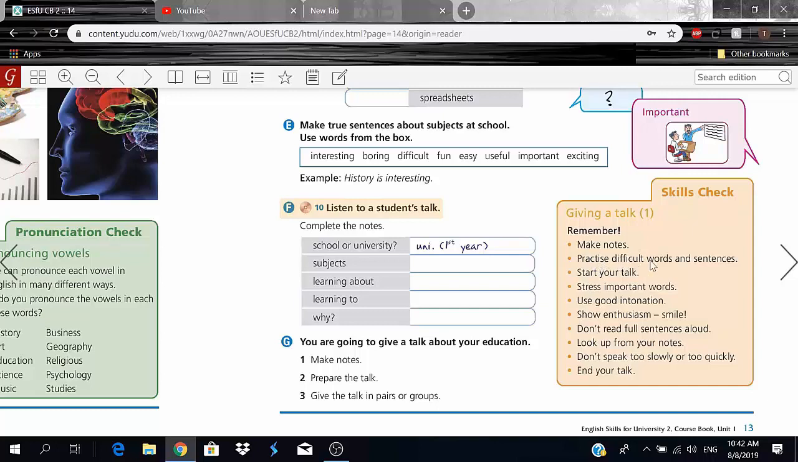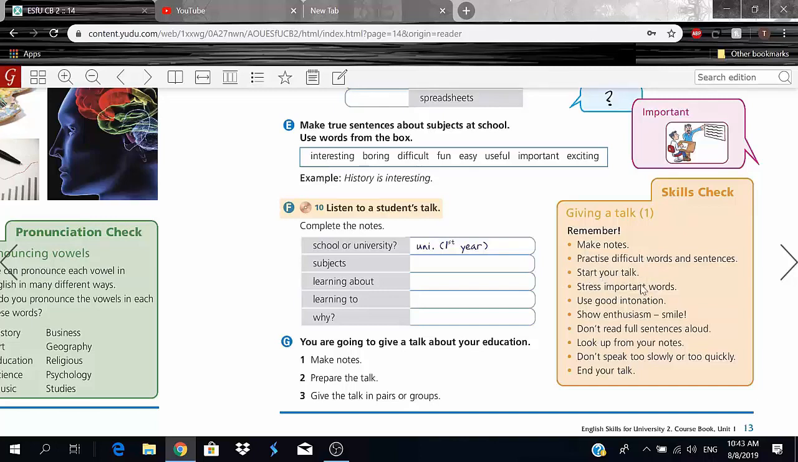Practice difficult words or sentences, okay? There are always going to be words that you might find difficult to pronounce or to write down, and sentences that can be too complicated. What you want to do is practice them. You guys know practice makes perfect, so practice, practice, practice until you can do it with ease. And start your talk, okay?